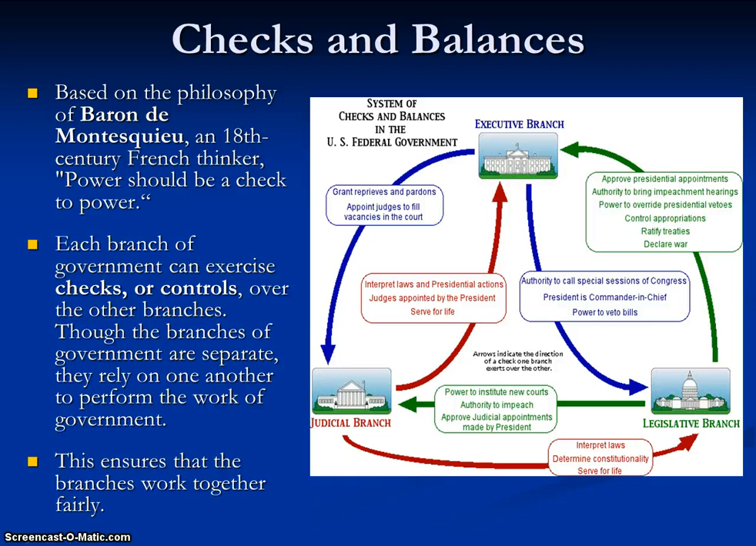The executive branch can appoint justices and people to cabinet positions, but your legislative branch has to approve those appointments. The judicial branch has the power to interpret the law and presidential actions. Your judges in the Supreme Court are going to serve for life, but your executive can grant reprieves or pardons to people, and of course appoints judges to fill the vacancies within the court. So again, each branch has some kind of say-so on what the other branches of government are able to do.